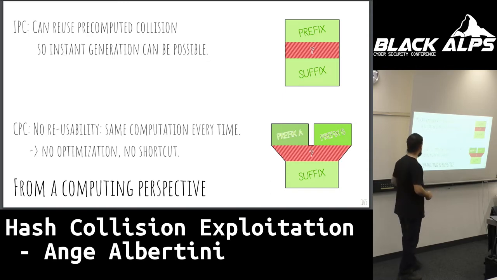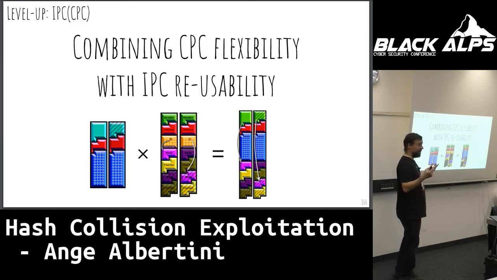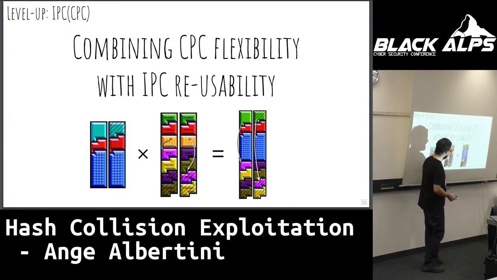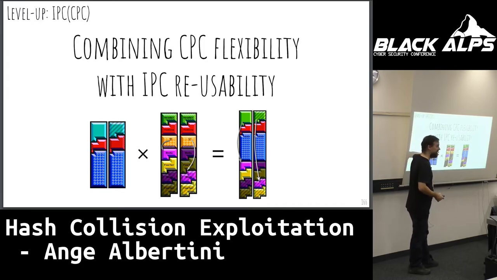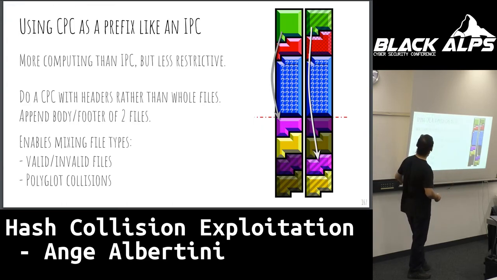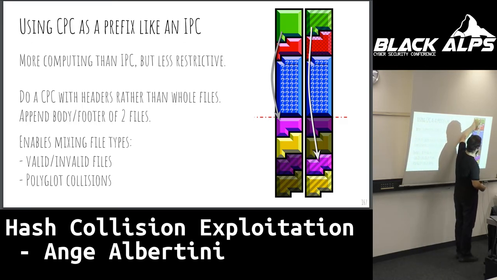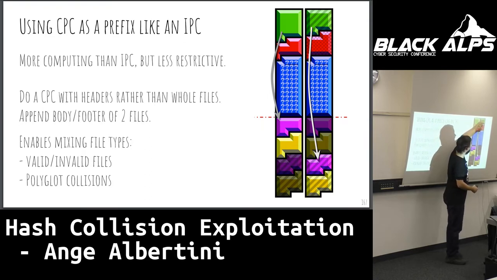Okay, just ask. So what about trying both for Windows executables? Combining the reusability of IPC with the flexibility of CPC, which takes longer to compute, but let's do it once, and then have something automated. When you do a CPC, you create two different prefixes which have the same hash. So you can reuse that as input for an IPC. And remember, it's because of block boundaries: if it's the same hash, you can swap them. This way you have total flexibility for the header that you want.